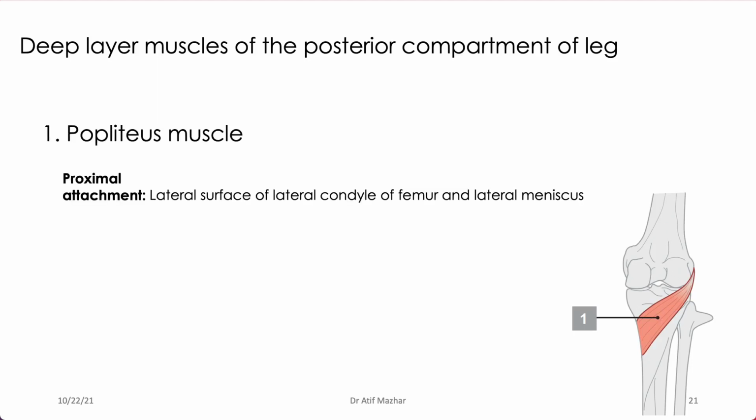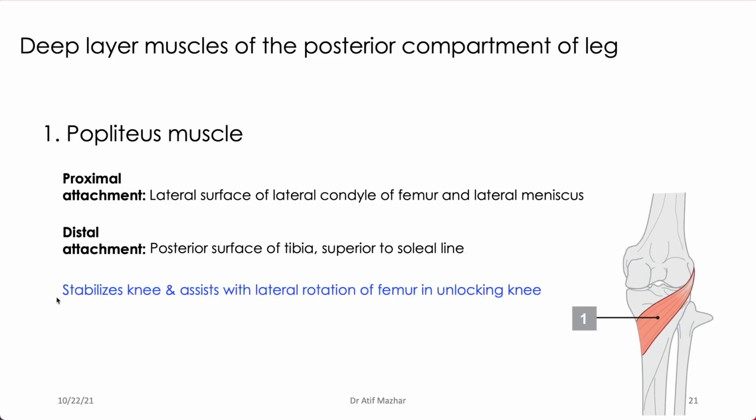This popliteus muscle proximally is attached to the lateral surface of the lateral condyle of the femur, and to the lateral meniscus, and distally to the posterior surface of the tibia, superior to the soleal line. So it's coming from here and going all the way down. This muscle stabilizes the knee and assists with lateral rotation of the femur. So unlocking depends on this muscle. The unlocking mechanism at my knee is primarily part of my popliteus muscle, and this muscle is also controlled by the tibial nerve. If the tibial nerve sustains an injury, the unlocking at the knee joint will become problematic, and it's really a disaster.